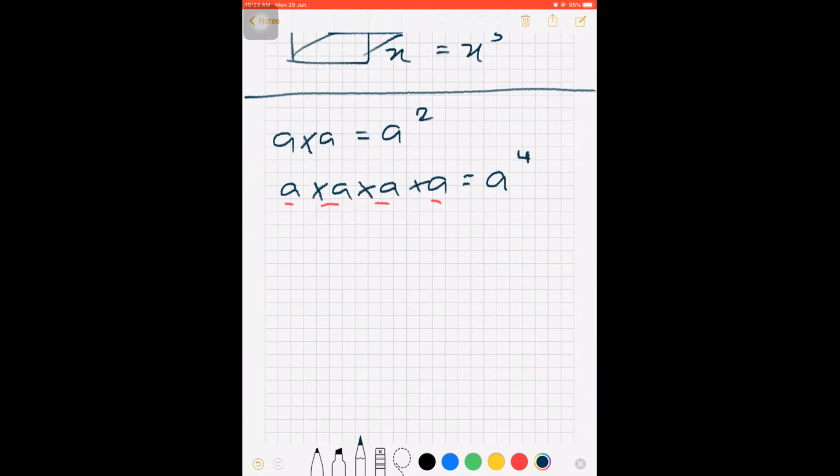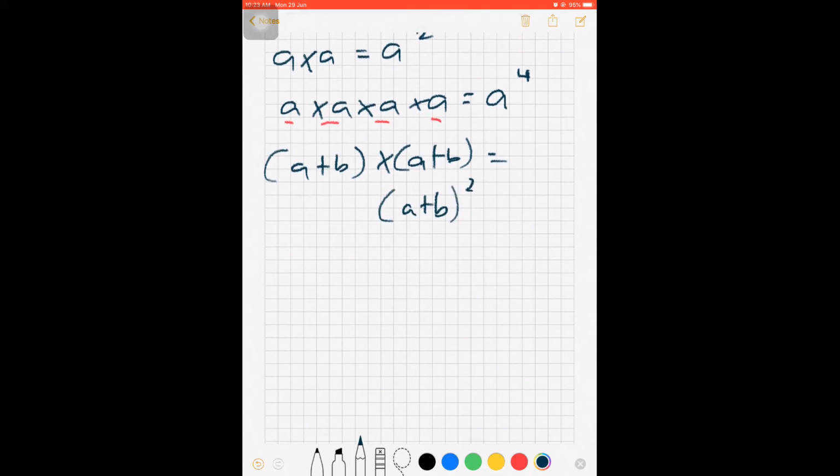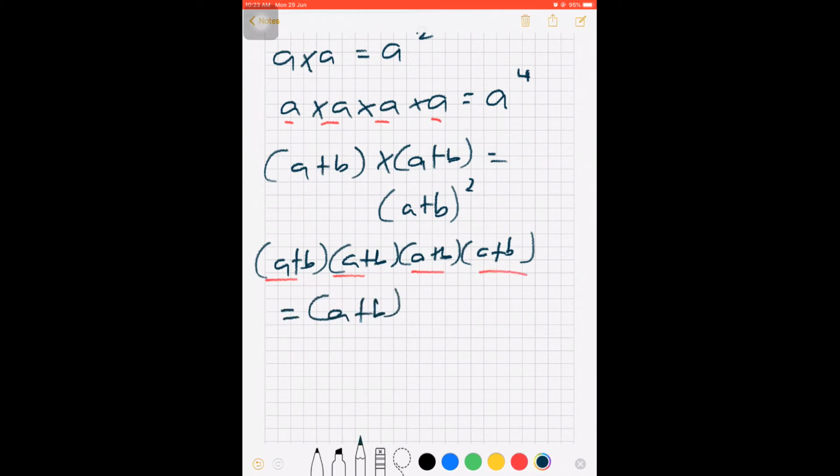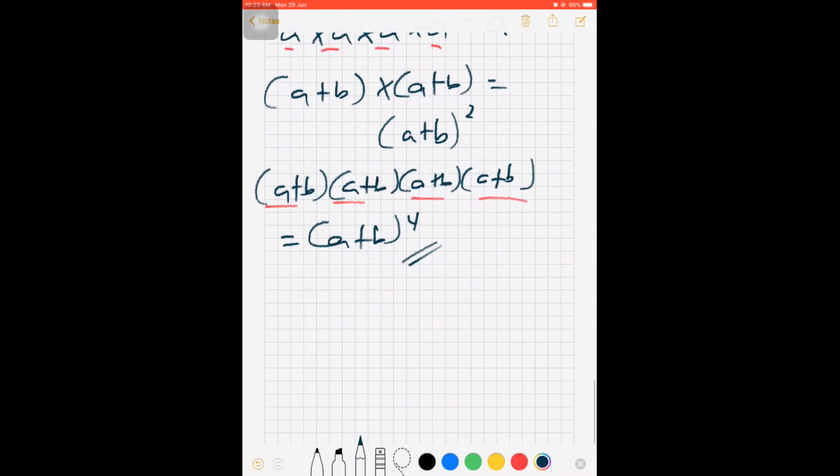It can also work with brackets. Kalau cikgu buat A plus B darab A plus B, what do you think it becomes? Yeah, it becomes A plus B kuasa 2. Just like that. Kalau banyak pun sama. A plus B darab A plus B darab A plus B darab A plus B. So how many times is that? Kira 1, 2, 3, 4. So it becomes A plus B kuasa 4. Okay, very simple.